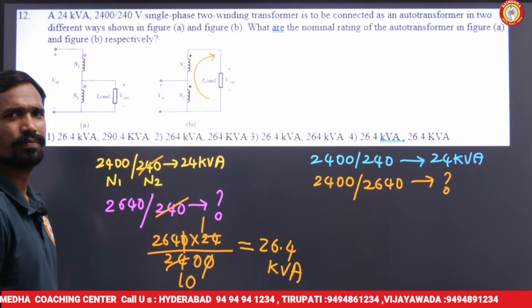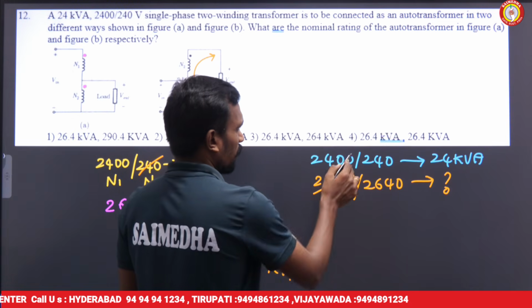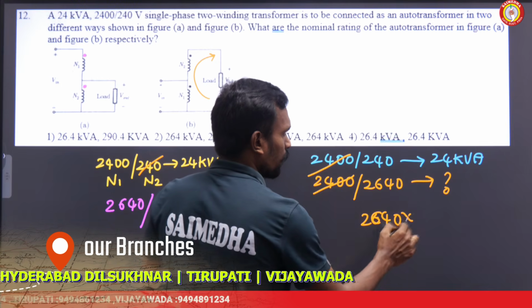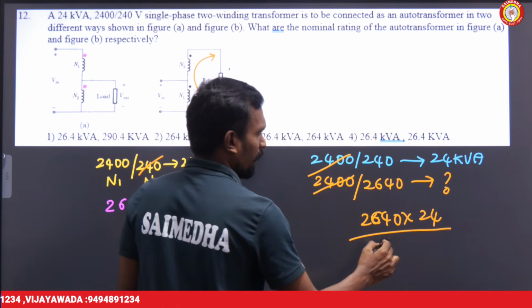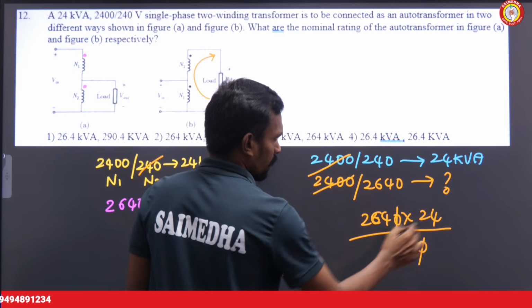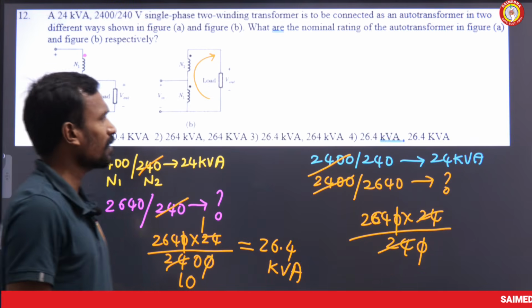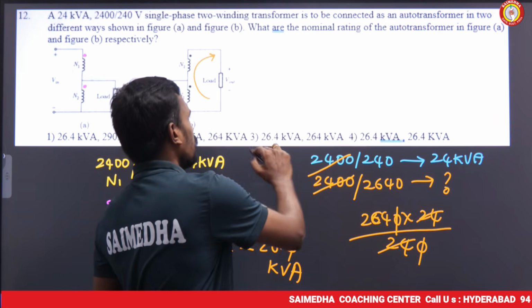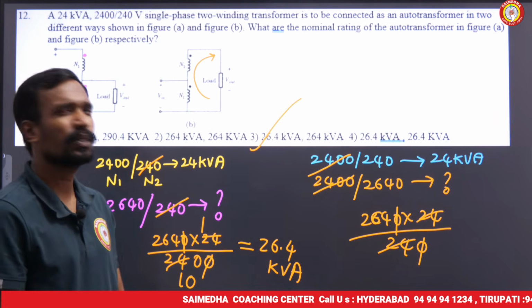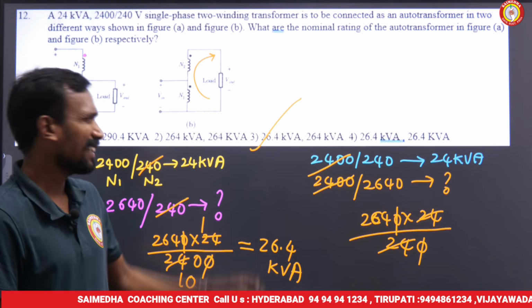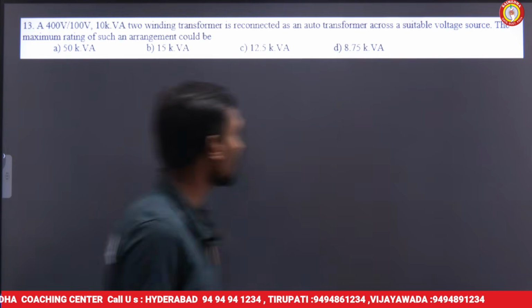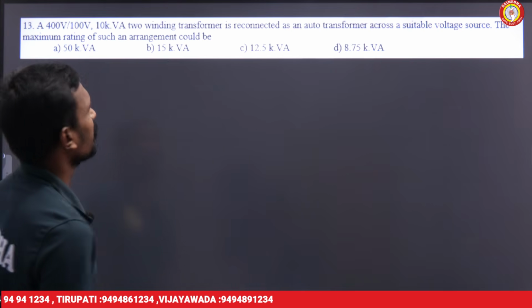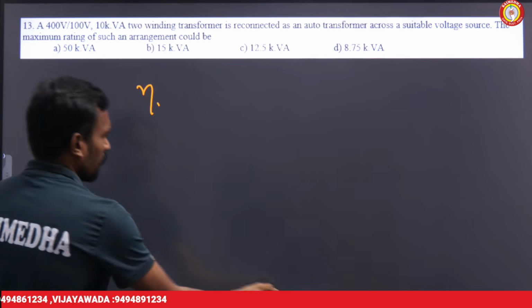Option C is also the same. Coming to here, 2400 is common, then cross multiply. 2640 into 24 divided by 240. The zeros cancel, 24 and 24 cancel, so the answer is 264. This one is wrong and this is the correct answer. 26.4 and 264 will be the answers. Simple question, sir.